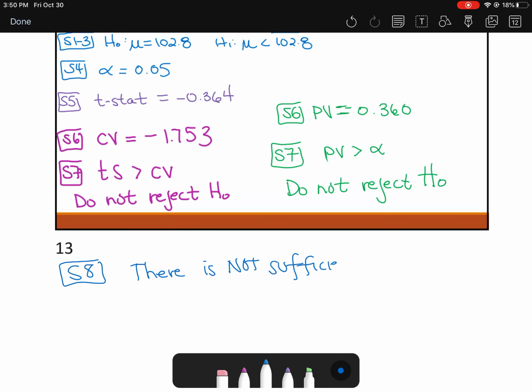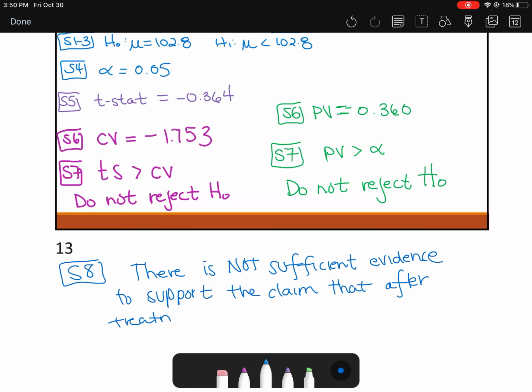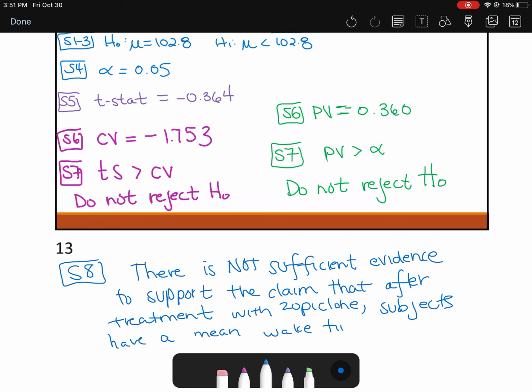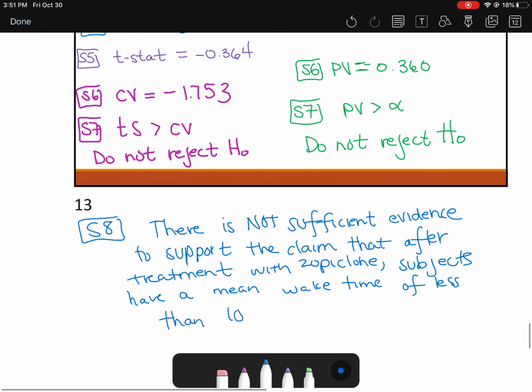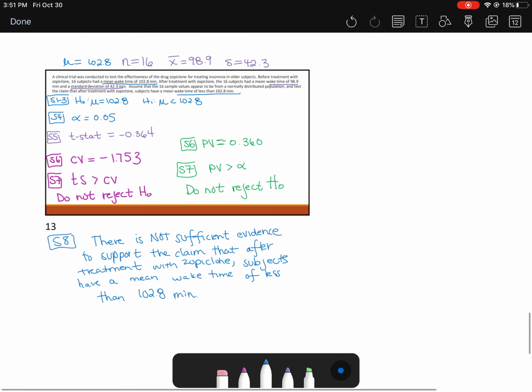So there is not sufficient evidence to support the claim that after treatment with the drug zopiclone, subjects have a mean wake time of less than 102.8 minutes.